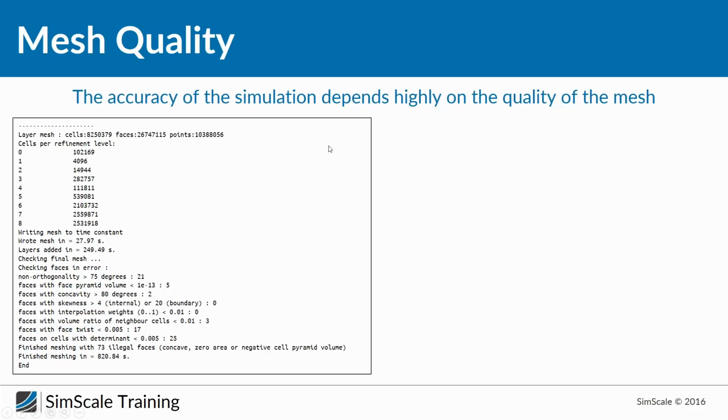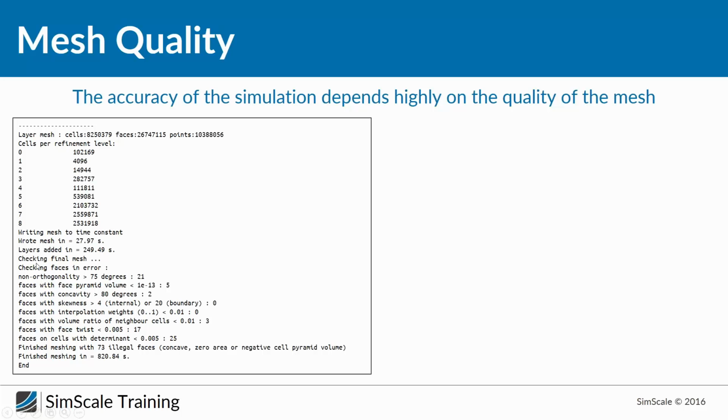And this is just what I copied from the platform. This is the last section of this log file, which is very useful because it contains a lot of information about the mesh in general, but also about the mesh quality. First of all, we can see the number of cells inside the mesh, sorted by the refinement level. So we have about 100,000 cells of cell size level 0, and about 2.5 million cells with a cell size of level 8. Then you can also see how long it took to create the mesh and calculate the mesh.